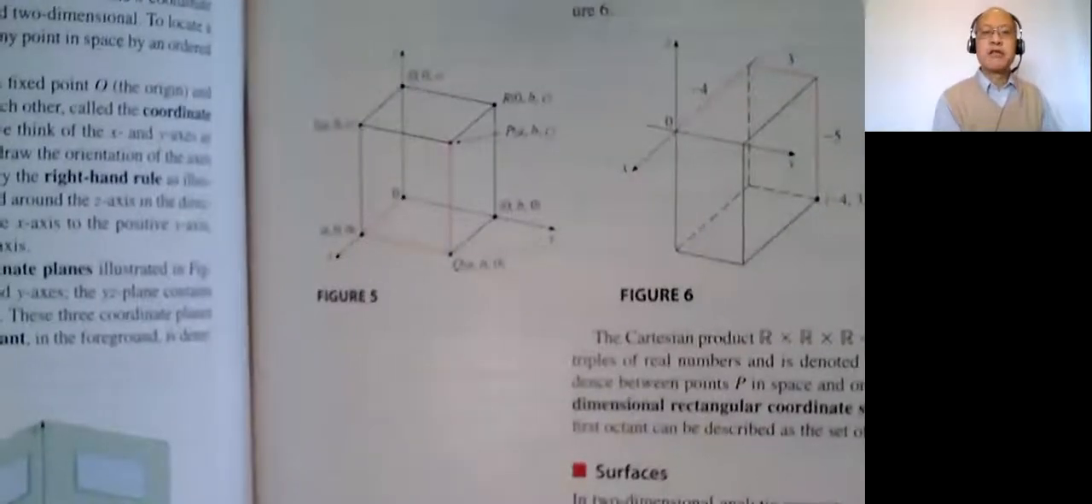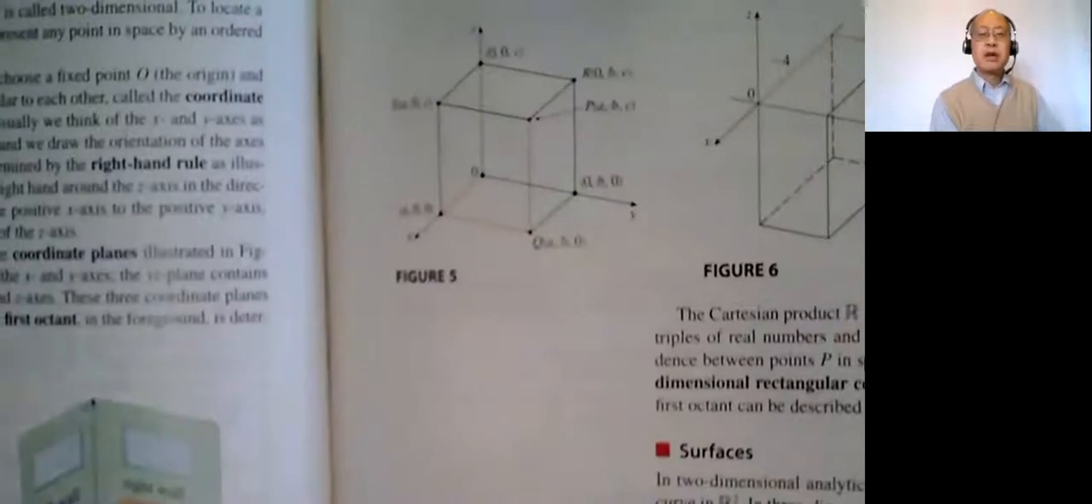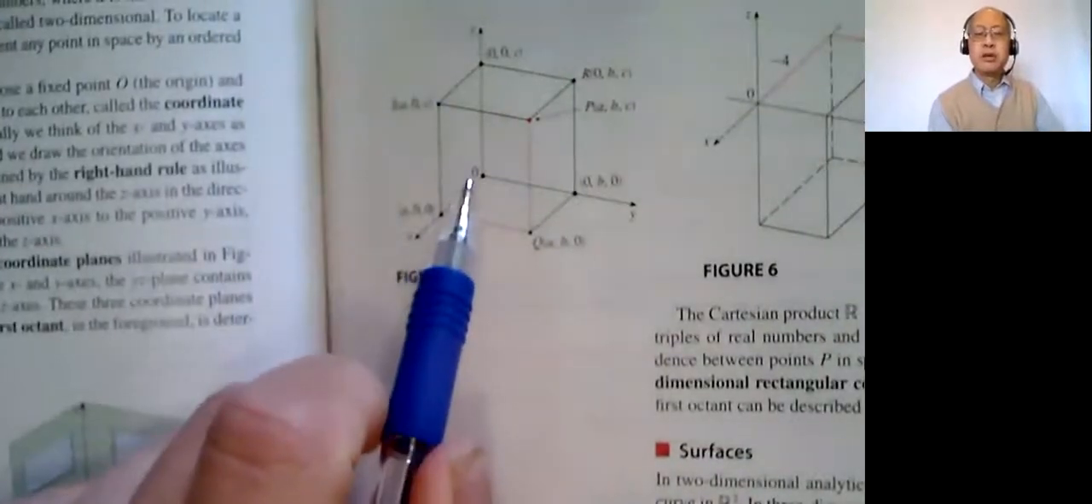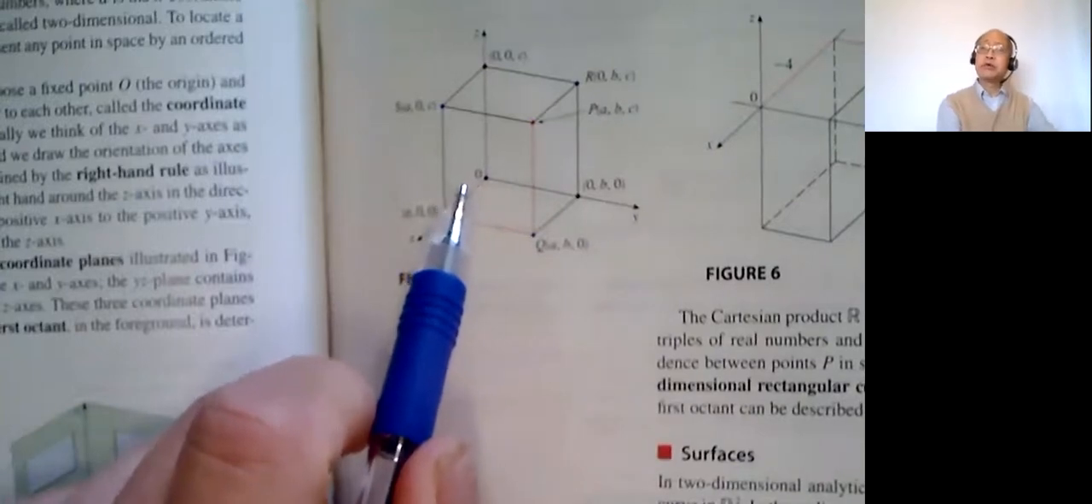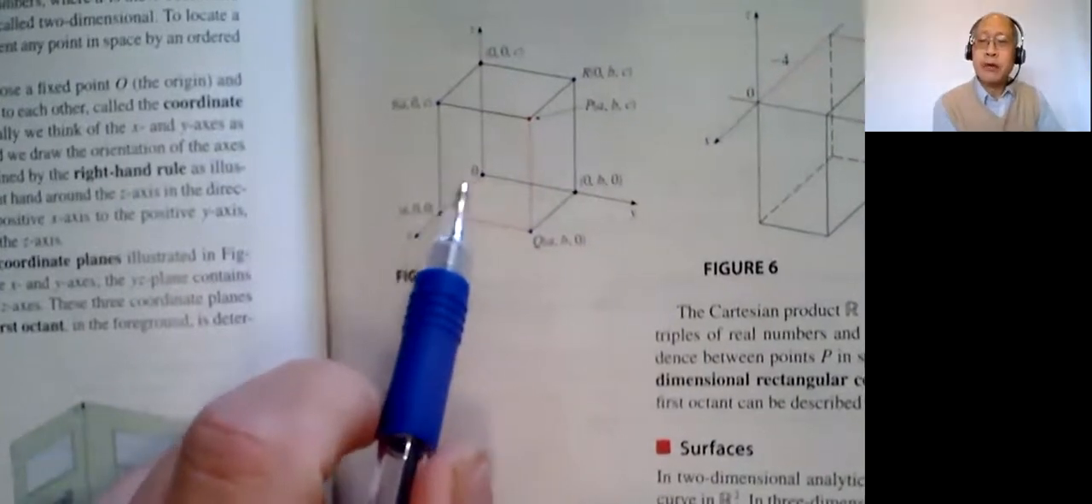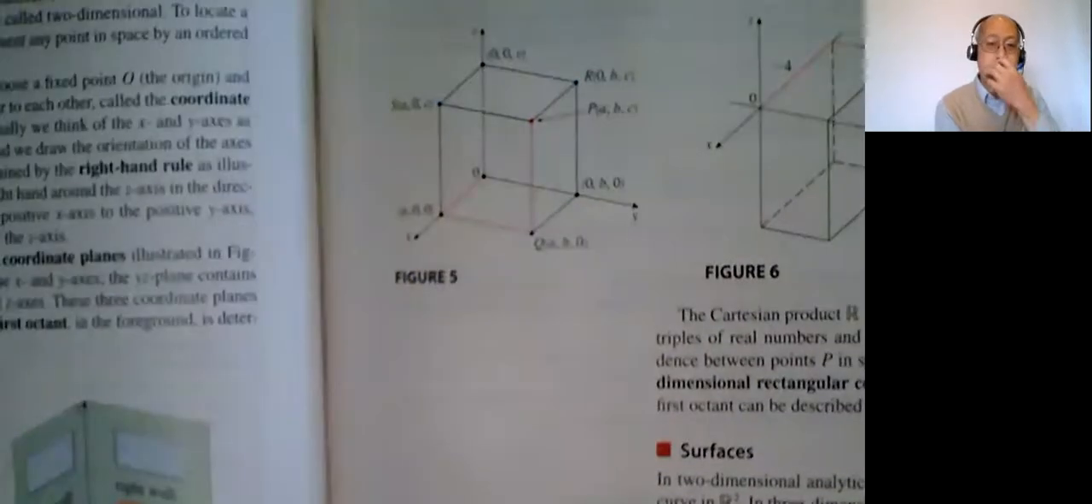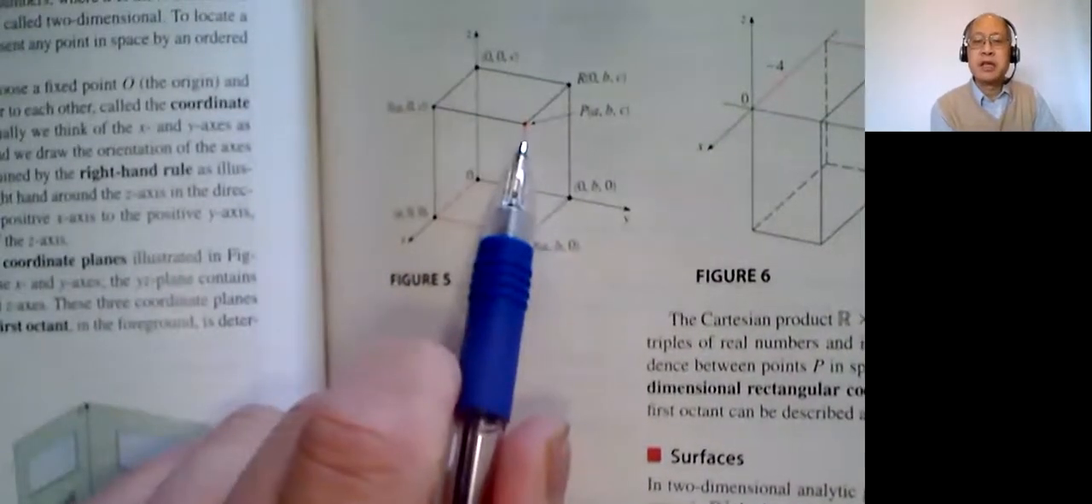Here's a box, figure 5 on page 793. Okay, so here's the origin, 0, 0, 0. And we kind of have to get used to that also, right? We're used to saying the origin is 0, 0. Now we have to say the origin is 0, 0, 0. And here's a point in space, A, B, C.